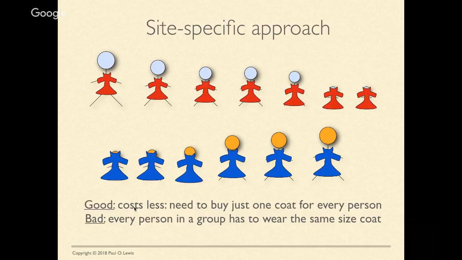The good thing about this is that it doesn't cost very much. You just need to buy 1 coat for every person, and we'll talk about the alternative in a minute. This is basically referring to the fact that we only have to calculate the likelihood once for every site. But we're using this average modifier for every site in that group. So if we don't do a good job of partitioning our sites into groups, so that there's still heterogeneity within each group, then we have this problem that the model still may not fit very well.